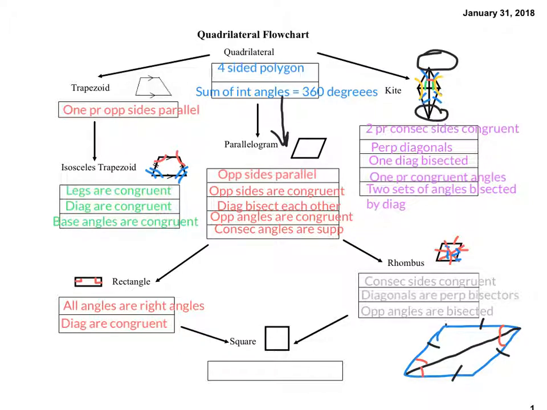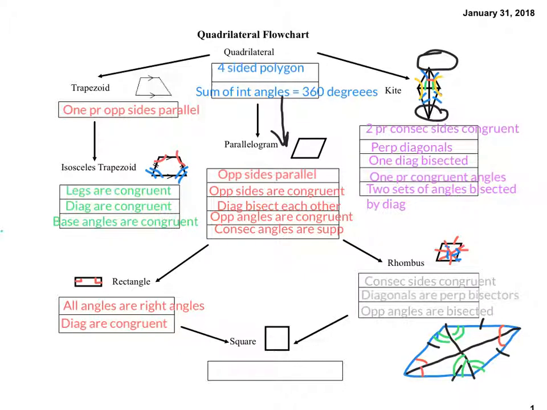Now I know the diagonal goes the other way as well, right? And those angles are congruent. Opposite angles of a parallelogram are congruent. Therefore, these angles are also going to be 4 congruent angles. So that's the final property of our rhombus.